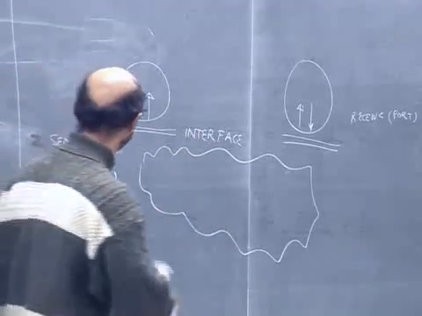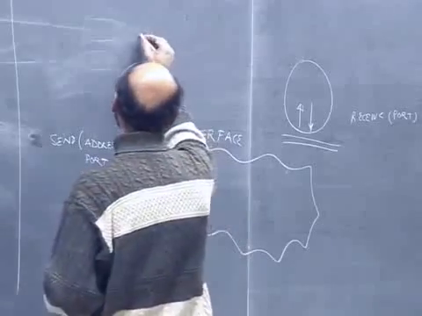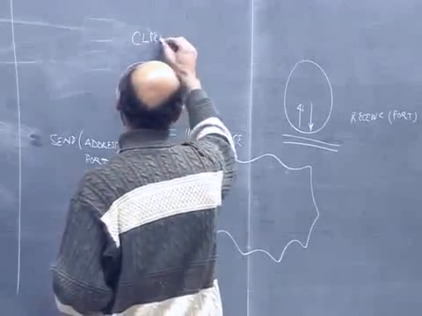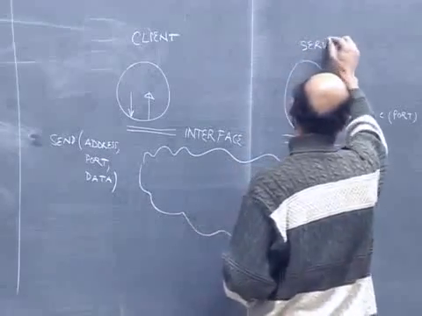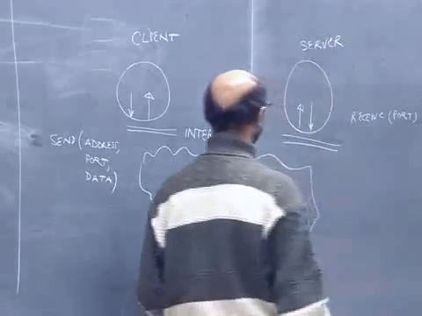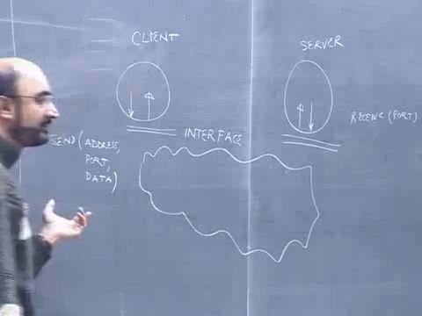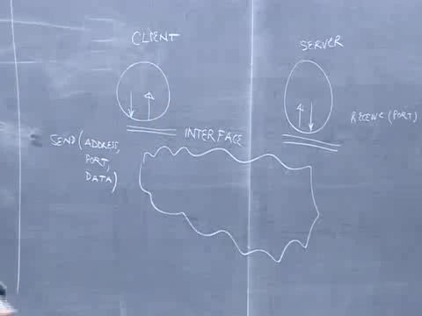So we call this kind of communication client-server communication. So this is the client, and this is the server, and we'll have more to say about that in a moment. But in a nutshell, this is how we write networking code.